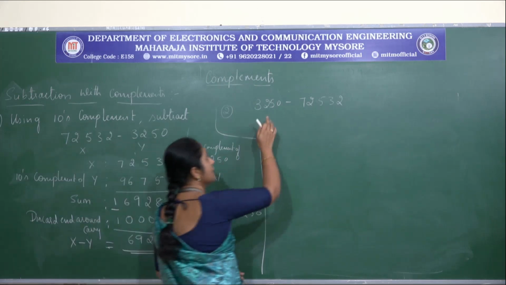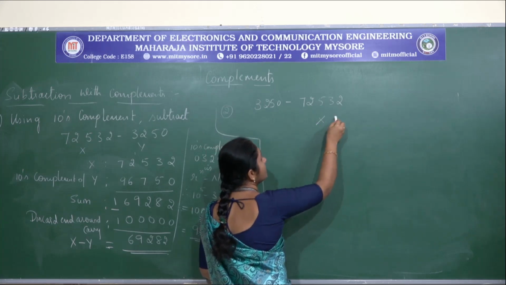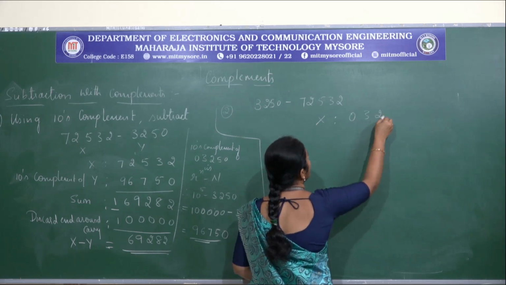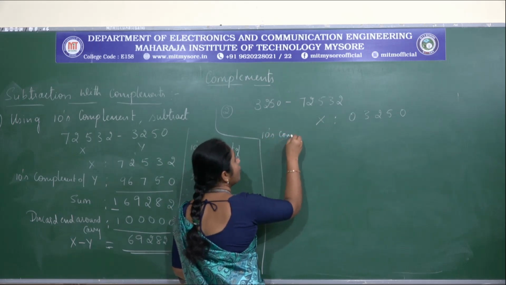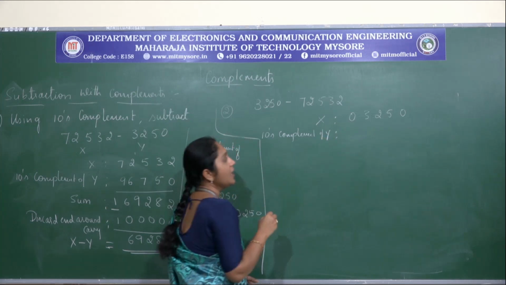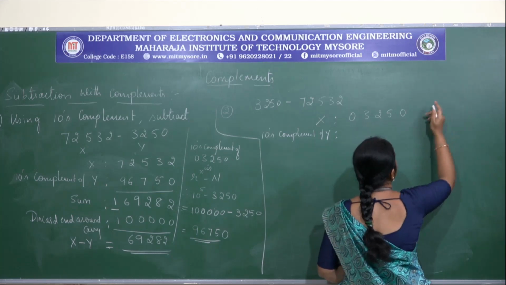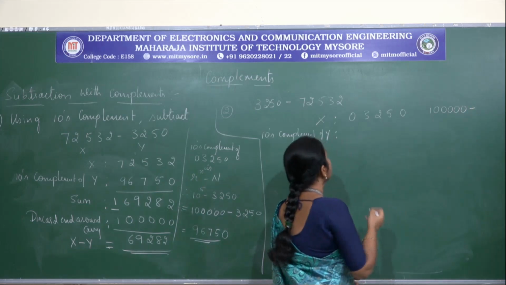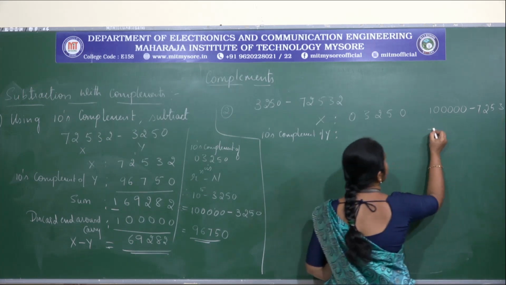Now if I consider 3250 minus this, let us write as we did in the previous case, x is 03250, and next we need to consider the tens complement of y. That is the second operand. What is the tens complement of this? We have 5 digits, so 100000 minus 72532.